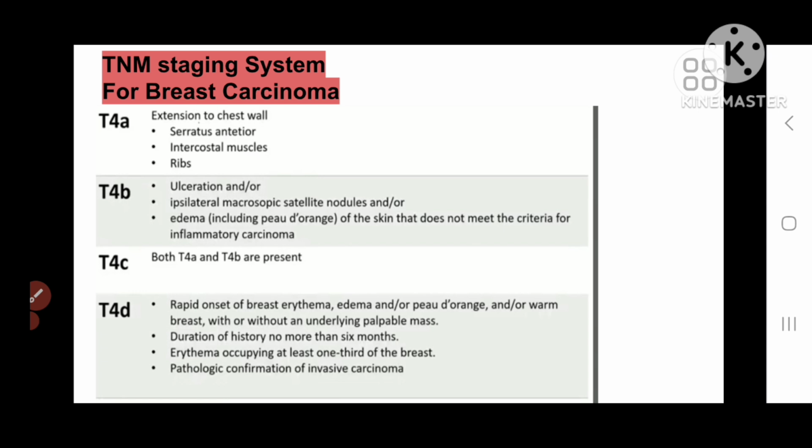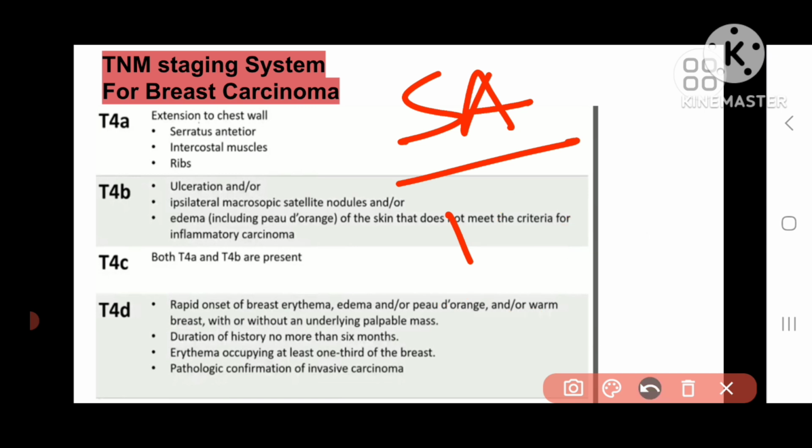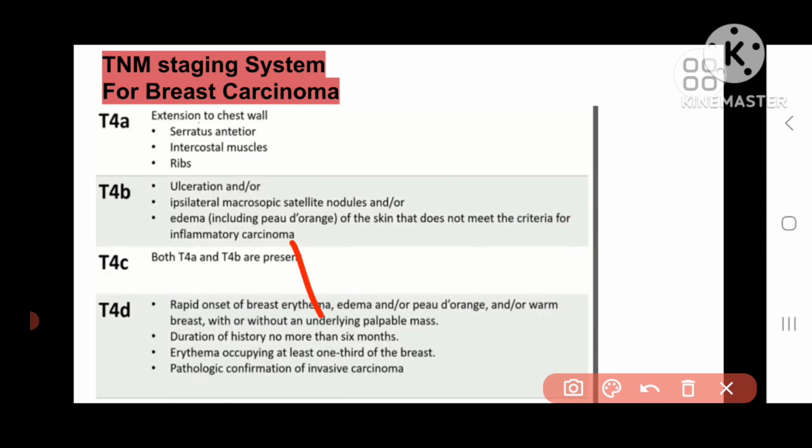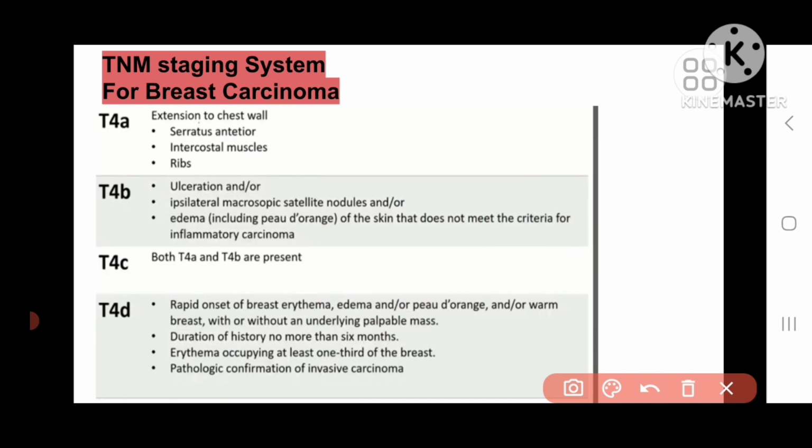T4c means T4a plus T4b. And T4d is the rapid onset of edema, breast erythema, or peau d'orange appearance, or warm breast with or without underlying lump or mass.